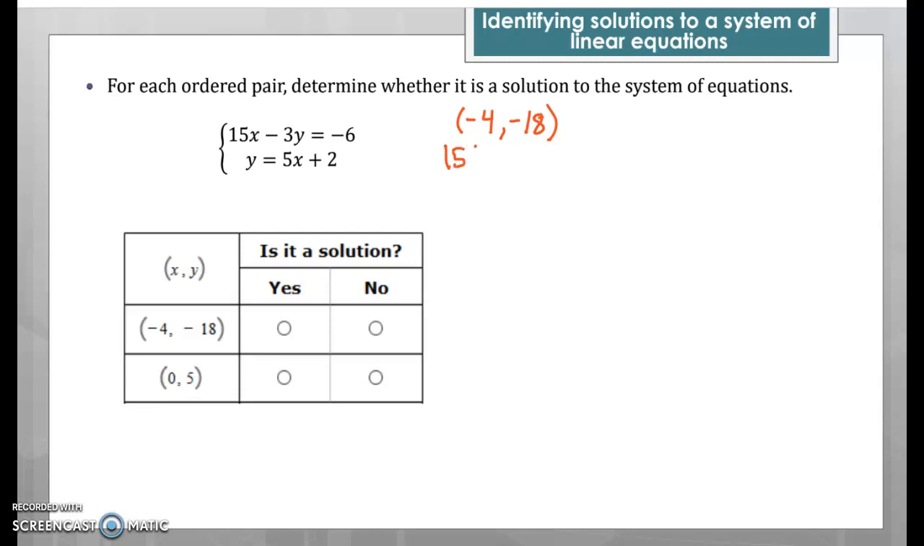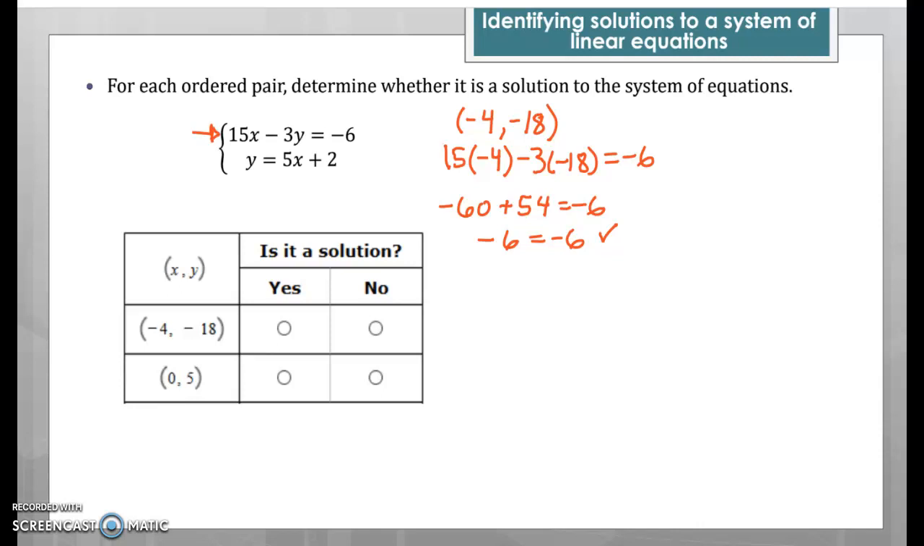So if we do that with the first one, we'll get 15 times -4 minus 3 times -18 equals -6. If the left-hand side of the equation equals the right-hand side of the equation, then that means that this point lands on this line. So we'll get -60 plus 54 equals -6. -60 plus 54 is -6. So left-hand side equal to right-hand side, which means that -4 and -18 lands on this first line here. It exists on that line.